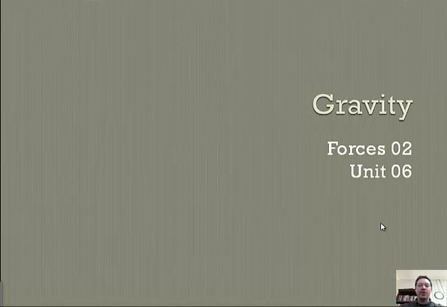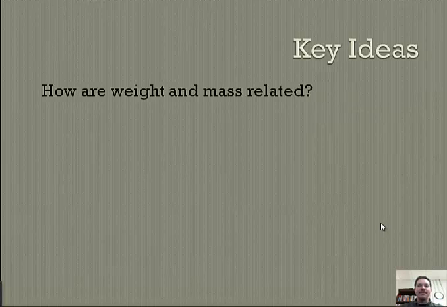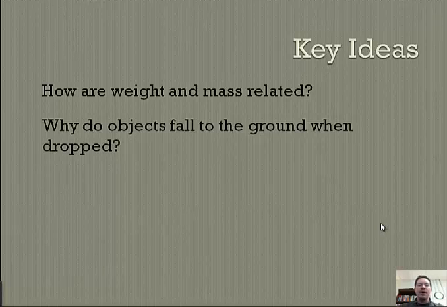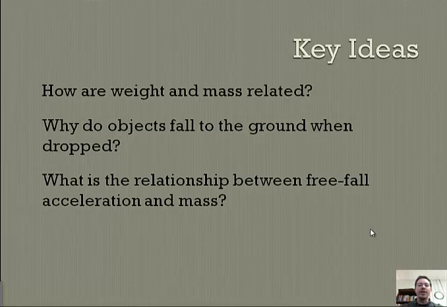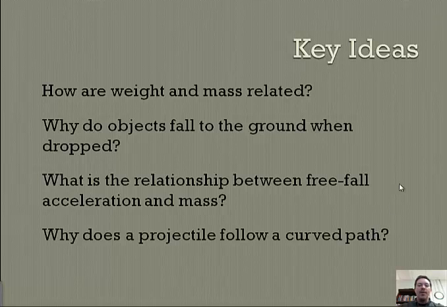This is Forces 2 of Unit 6. Key ideas: how are weight and mass related? Why do objects fall to the ground when they are dropped? What's the relationship between free fall, acceleration, and mass? And why do projectiles follow a curved path?